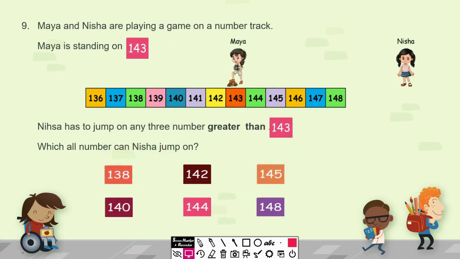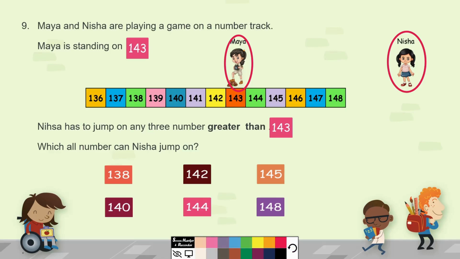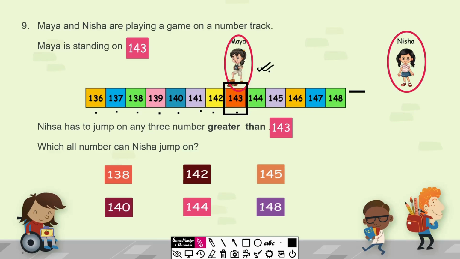Maya and Nisha are playing a game on a number track. Maya is standing on number 143. Oh, where is Maya? See, tell me, where is Maya? Yes, this little photographer is Maya. And where is Nisha? This is Nisha. Cute little baby. Okay, Maya is standing on number 143. Where is number 143 in this number line? This is number 143 on which Maya is standing.